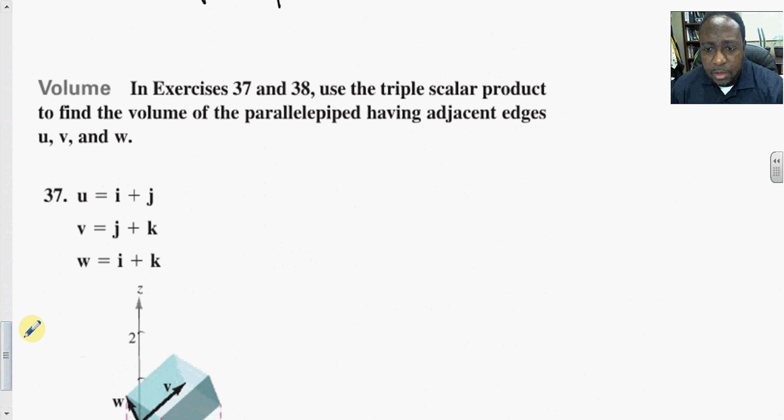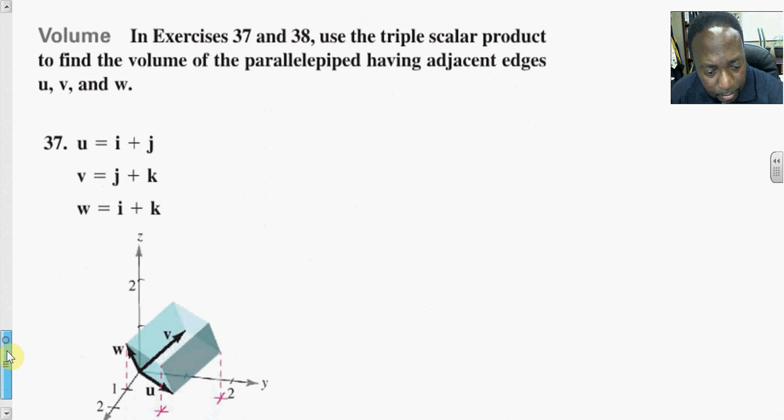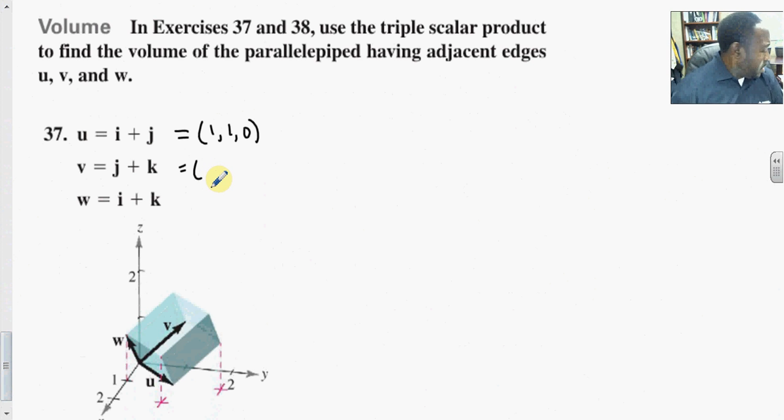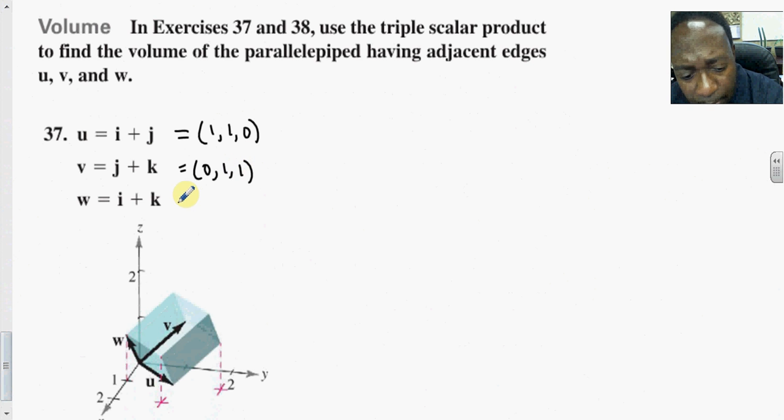Here, the last one, use a triple scalar product to find the volume. The volume is the triple scalar product, just the absolute value of it. Well, we need to identify these vectors more. So this is i plus j, which is 1, comma, 1, comma, 0. j plus k is 0, comma, 1, comma, 1. This is i plus k, which is 1, comma, 0, comma, 1.